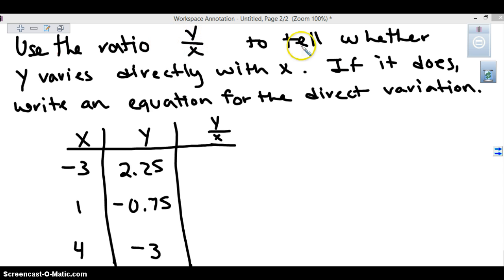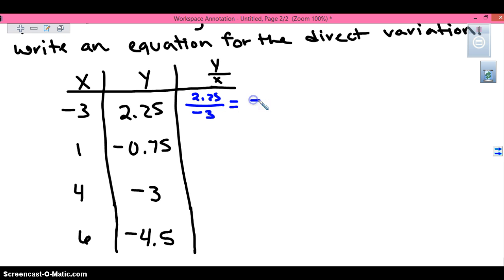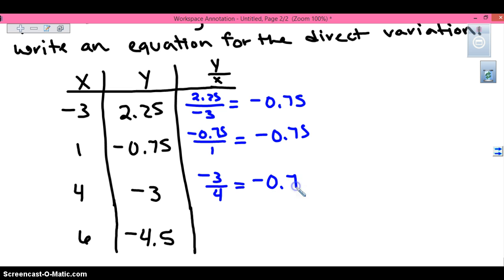Use the ratio y over x to tell whether y varies directly with x. If it does, write an equation for the direct variation. So let's look at the table. If we have x negative 3, y 2.25, and we use the ratio 2.25 over negative 3, we get negative 0.75. Negative 0.75 over 1 is equal to negative 0.75. Negative 3 over 4 is equal to negative 0.75. And negative 4.5 over 6 is equal to negative 0.75.